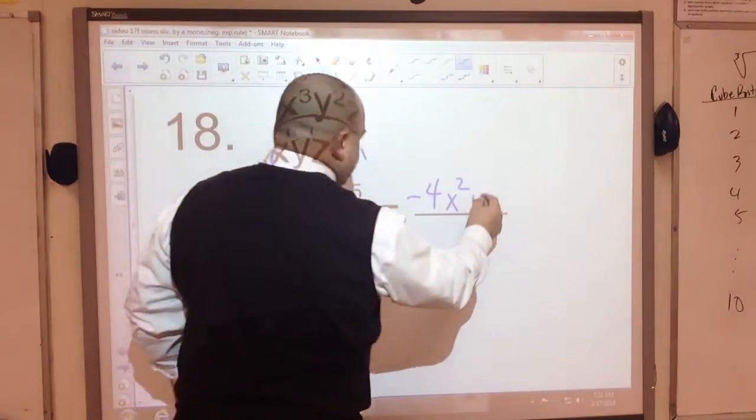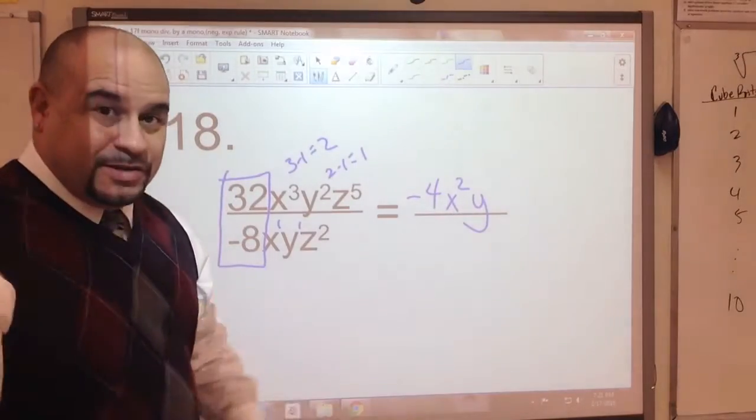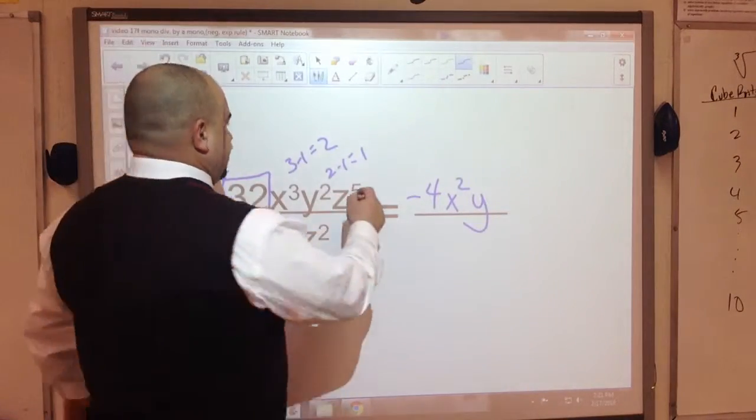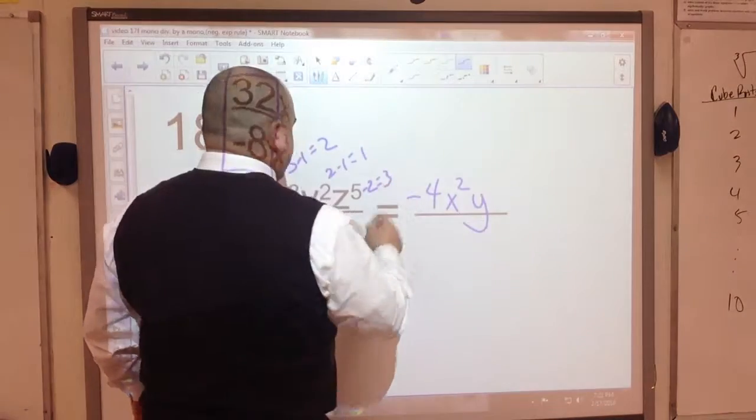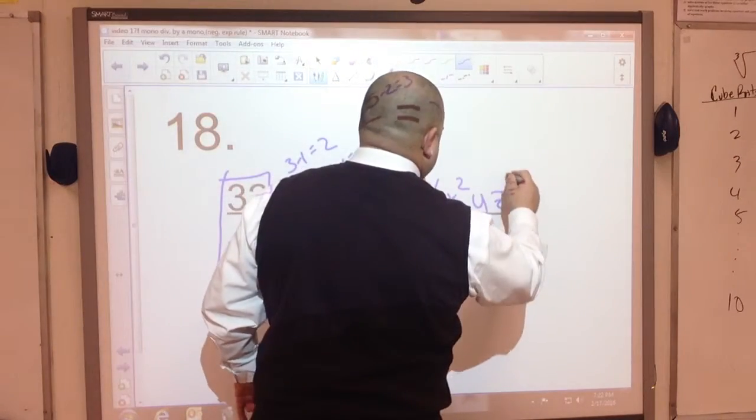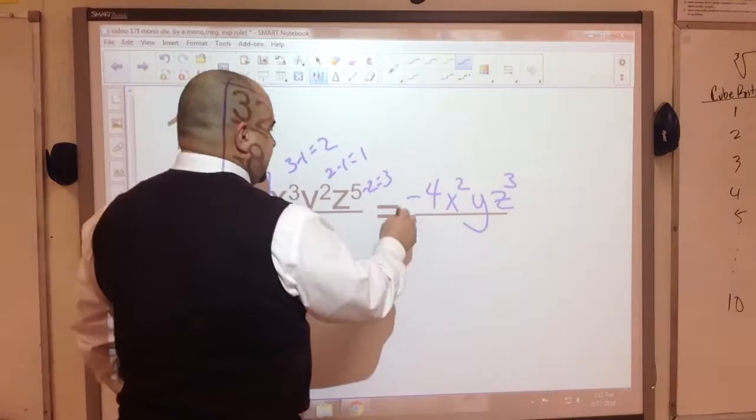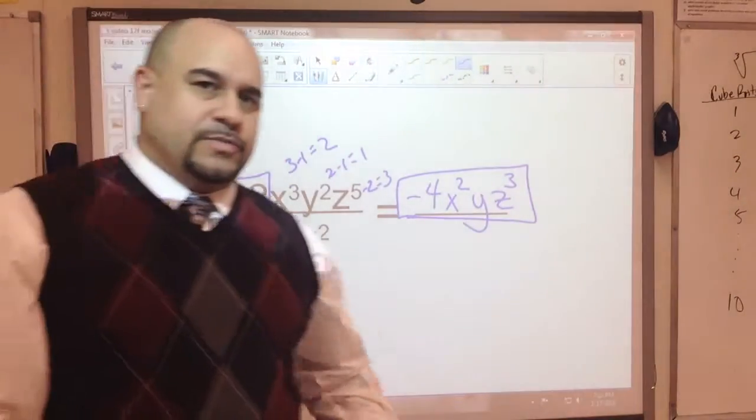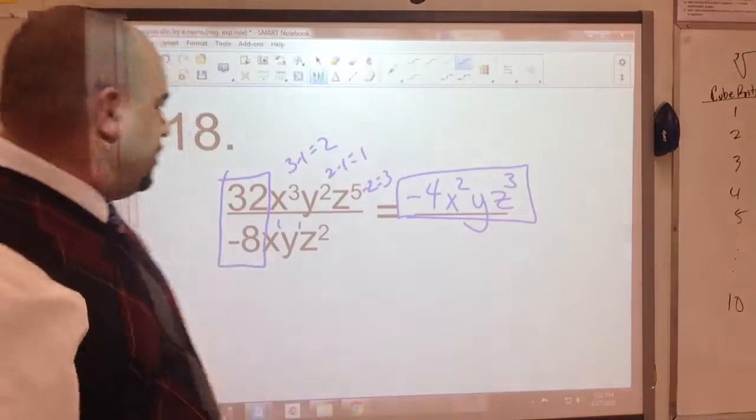All of this so far is positive, so it stays on top. Now let's look at the z's. You have 5 minus 2, which is 3. It's also positive, so everything stays on top. And I just put a box around it just like that, because nothing goes in the bottom.